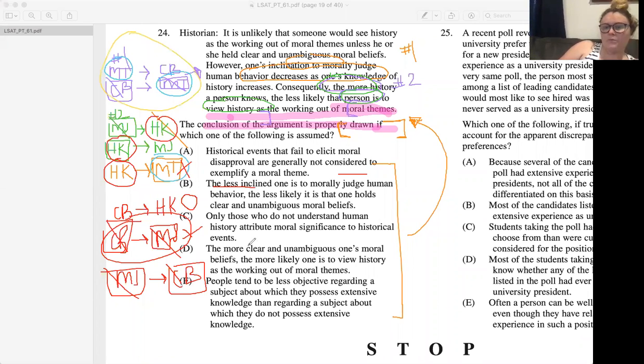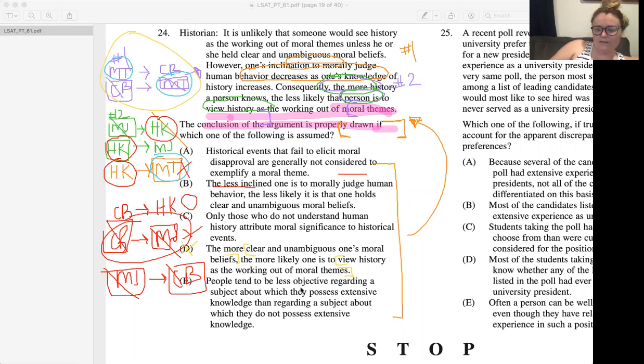Because if you look here, the more clear and unambiguous one's moral beliefs, and then we have more likely to view history as working out of moral themes. That's not including our premise number 2 at all that we need. So that one's wrong. And then E, people tend to be less objective regarding a subject about which they possess extensive knowledge than regarding a subject about which they do not. Once again, that's not connecting our variables that we need to be connected.